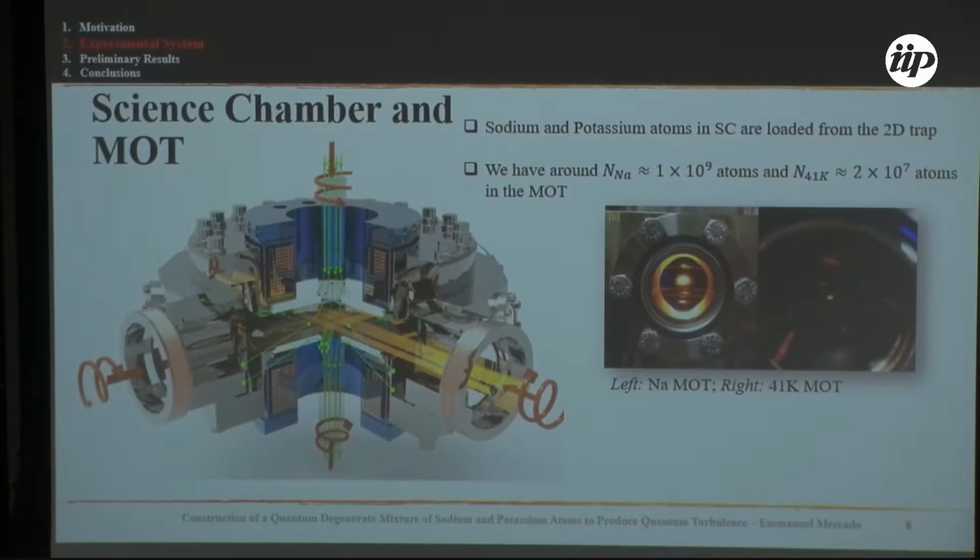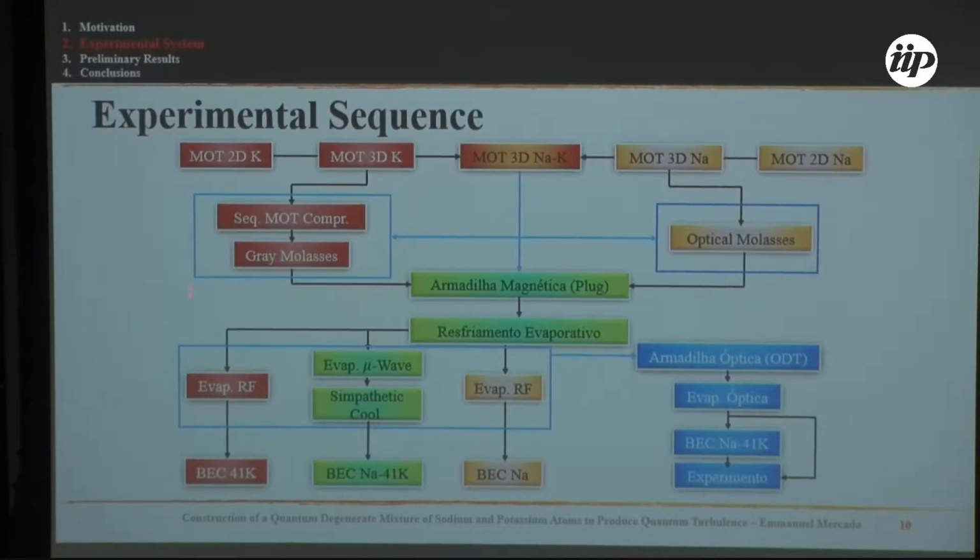But we have an issue here: our potassium MOT has a very low number of atoms, because we are using the natural abundance of each of these species. This is more or less the experimental sequence that we want to implement to produce the quantum degenerate mixture. We prepare the 2D MOT for potassium and sodium separately, and we load the 3D MOT for both species.